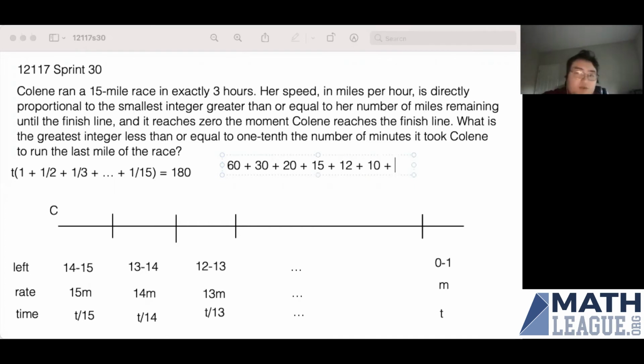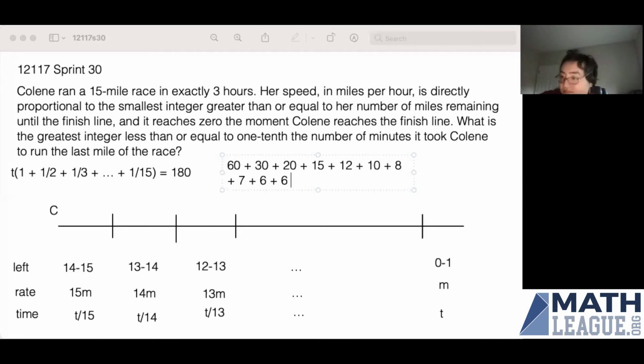Okay, and 60 over 7. Well, 60 over 7 lies between 8 and 9, right? So we'll just round that up to, no, sorry, we'll round that down to 8. It's definitely greater than 8. 60 over 8, that's 7.5, which is definitely greater than 7. 60 over 9 is 6.6 repeating, that's definitely greater than 6. And you've got 6, exactly, 60 over 10.